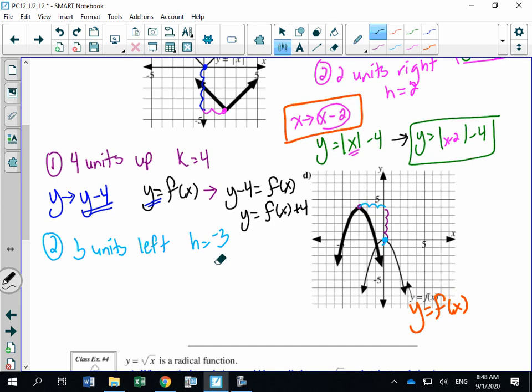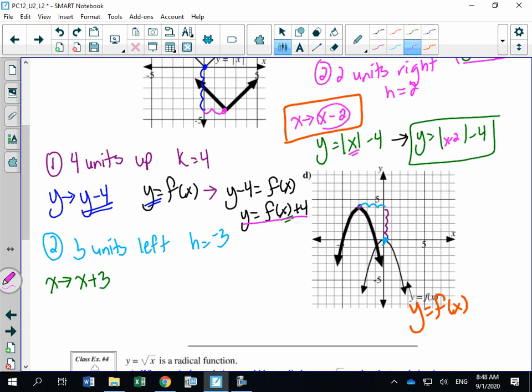Okay? Now let's do within the function. So an h translation is within the function. So that is going to be an x replacement. Now ask yourself again, if I want h to be negative 3, what's my x replacement? It is x plus 3.